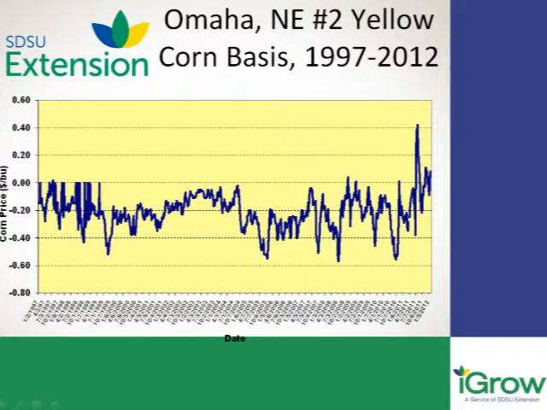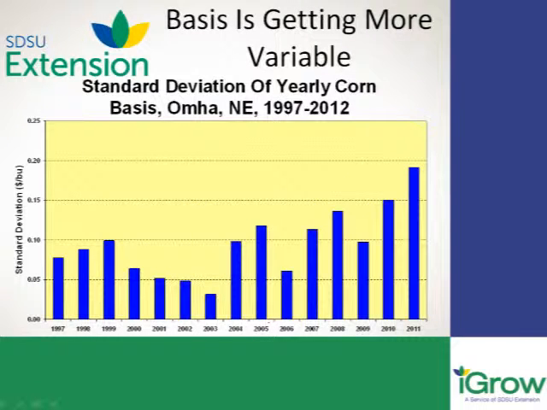One of the comments that I made here and what I want to talk about is the fact that basis is becoming more variable. In fact, on this particular graph, I'm just showing you the basis for number 2 yellow corn in Omaha, Nebraska, going back to 1997. And you can see that the amplitude of these changes has gotten to be a little bit more in recent years. A different way that I'll show you, and maybe a little bit more clear than looking at that particular graph, is by looking at this one.